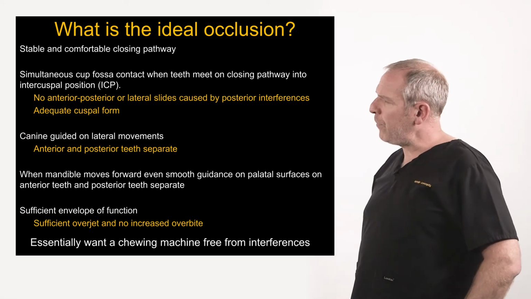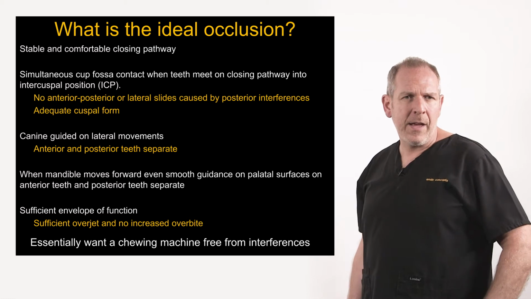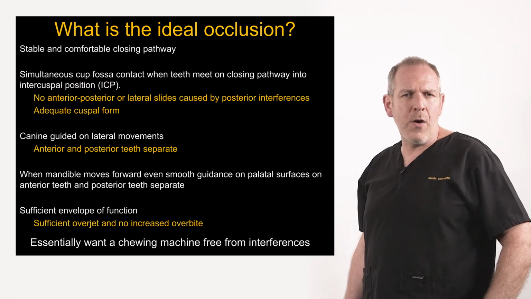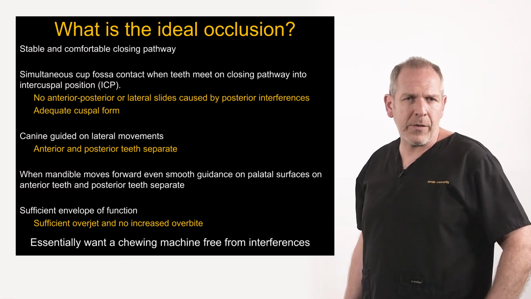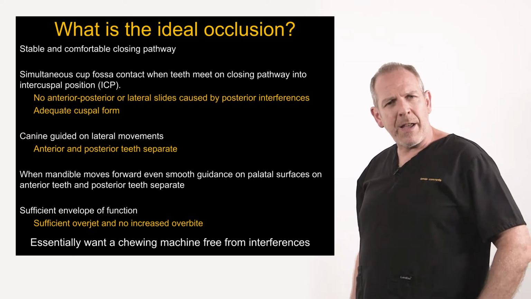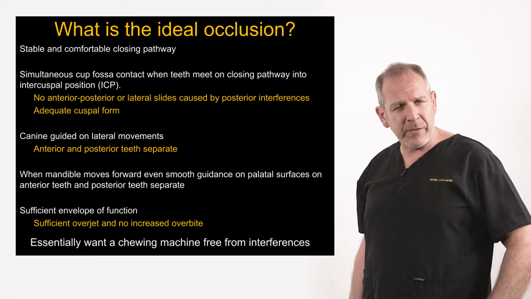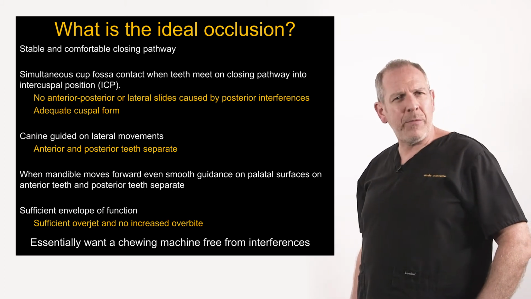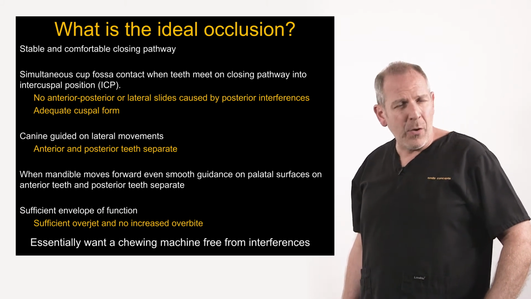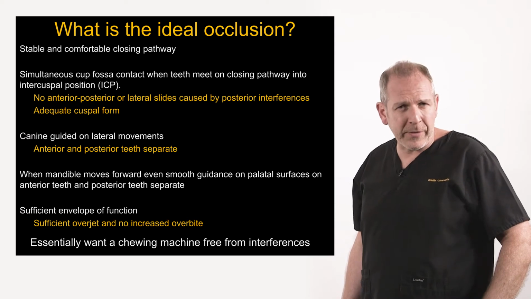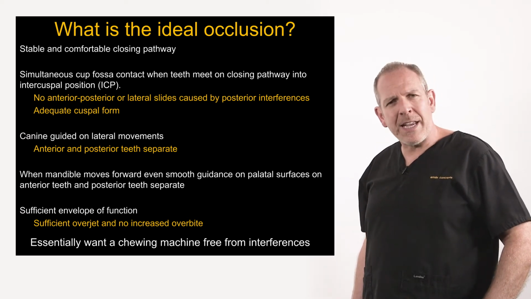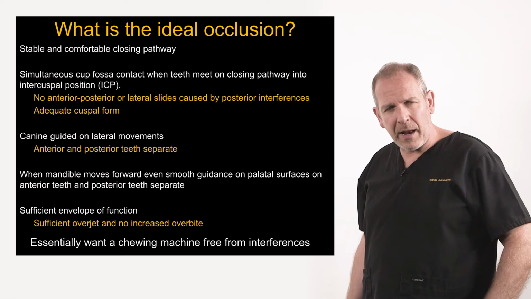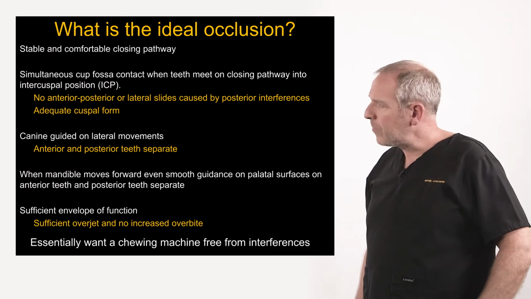And just a simple factor such as a heavily over-erupted back tooth that's tilted, that may have become an occlusal interference, and to stop gnashing into that tooth, the patient may have a different bite or a different closing pathway to try and avoid that, and that may not be a stable or consistent closing pathway.